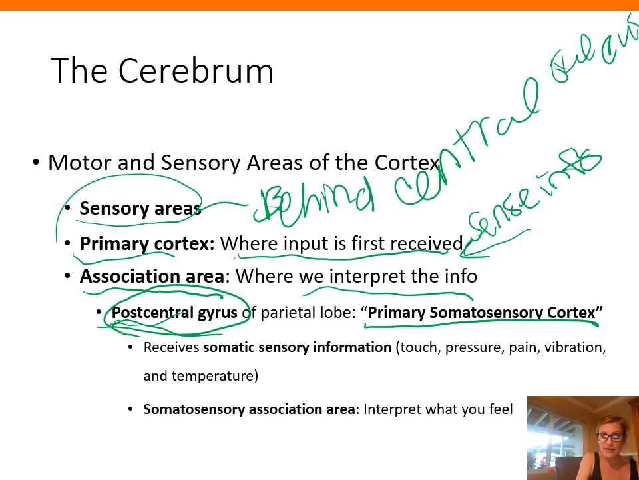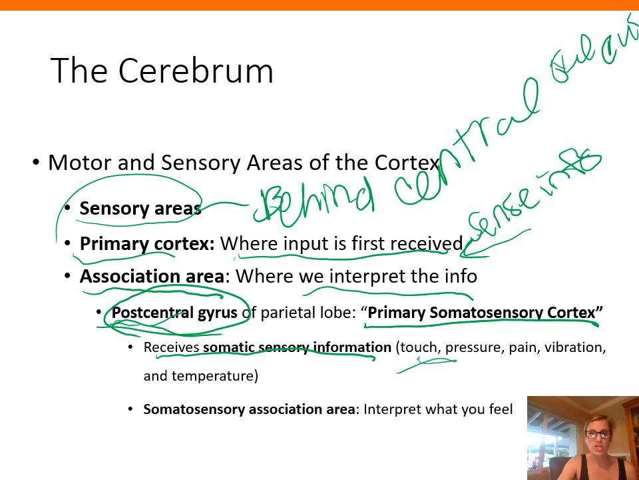It receives somatic sensory information. We have multiple different types of senses, and our senses can be grouped into somatic senses and special senses. Somatic refers to the body. Soma means body. So somatic senses are senses that we feel all over the body, touch senses.